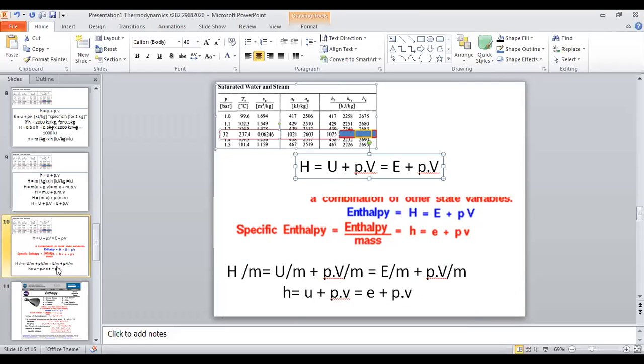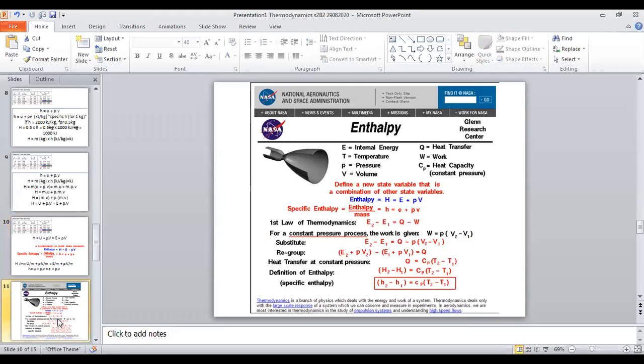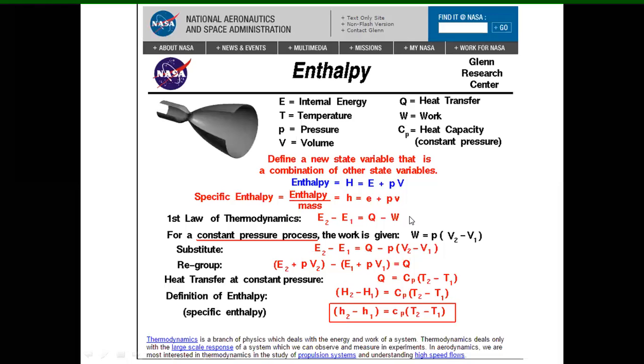I believe you have a good idea. Below the enthalpy definition, the rest we will come back to, and we will go to the next session, the next slide.